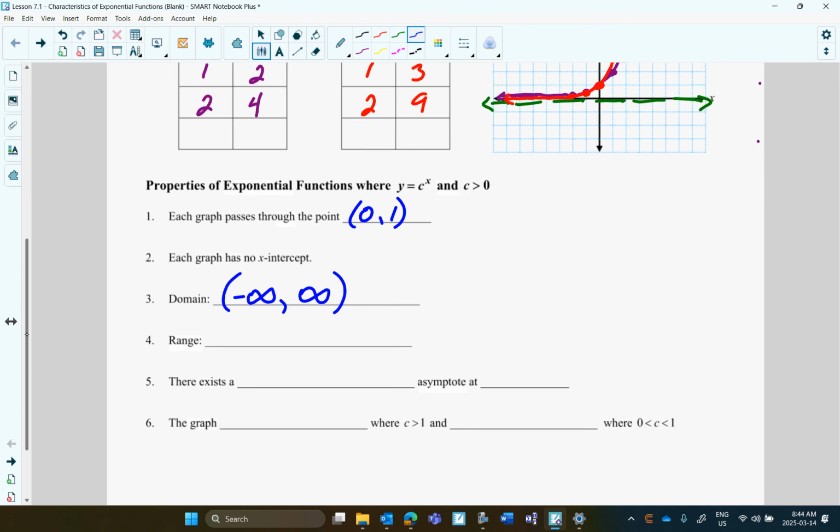Range, lowest to highest. What's the lowest value, but never touches? Interval notation, you guys. We did a whole bunch of these in grade 10, 11, and 12. What's the lowest point, but it never hits it? Zero. And if it doesn't hit it, we put a parenthesis around it. That means we don't include it. What's the highest? Infinity. Thank you.